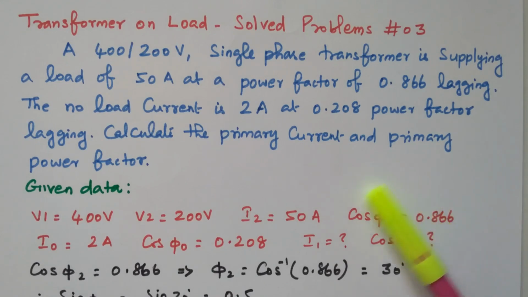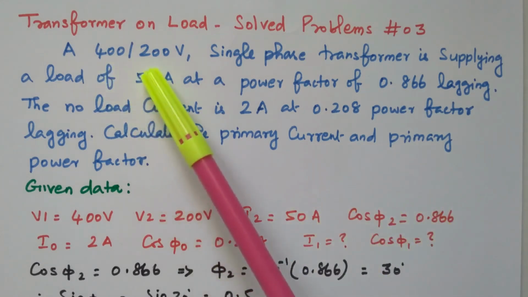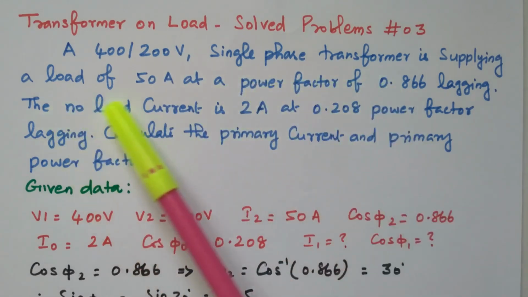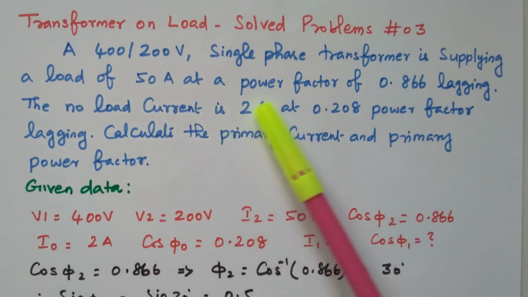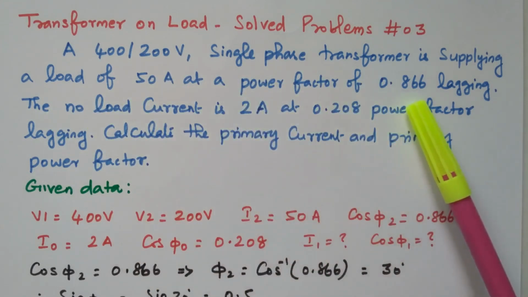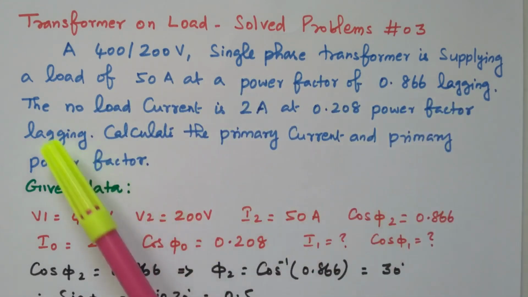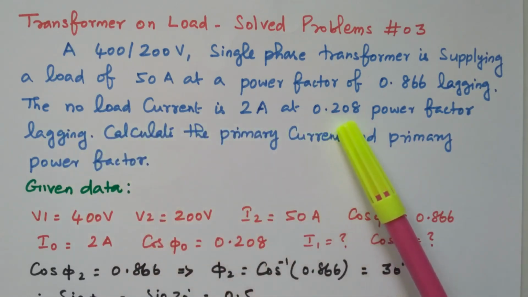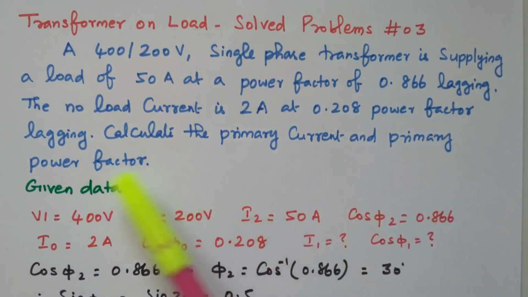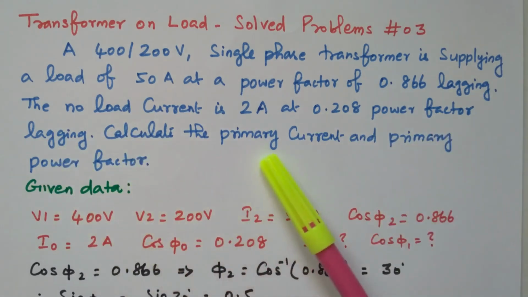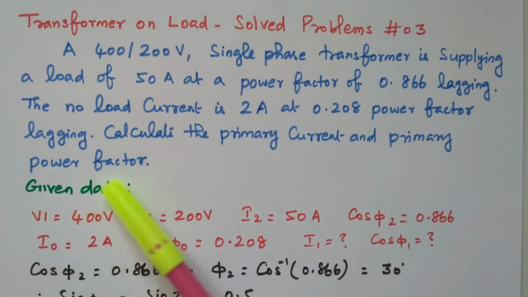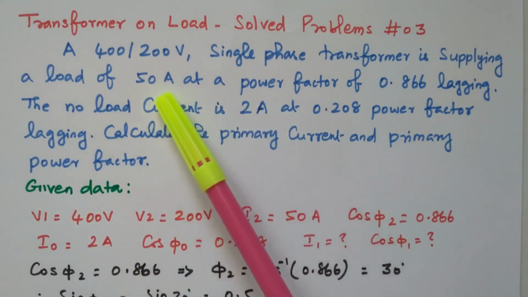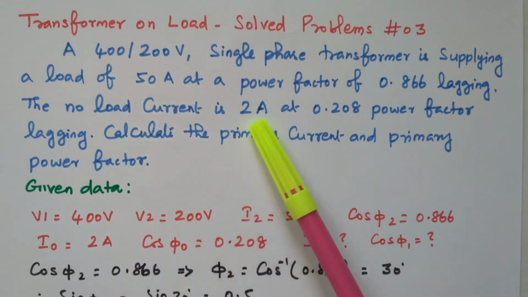Now we'll go to the problem. A 400 by 200 volt single phase transformer is supplying a load of 50 ampere at a power factor of 0.866 lagging. The no load current is 2 ampere at 0.208 power factor lagging. Calculate the primary current and primary power factor. This is the current taken at the full load condition, and this is the current taken at the no load condition.